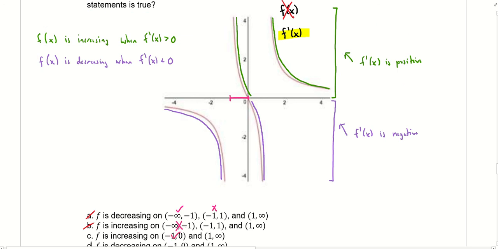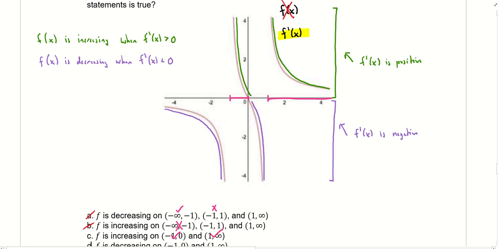And also increasing on 1 to infinity. So that looks like it's here to beyond. That also looks true, right? We've got a positive first derivative there, which again means that our original function is increasing there.